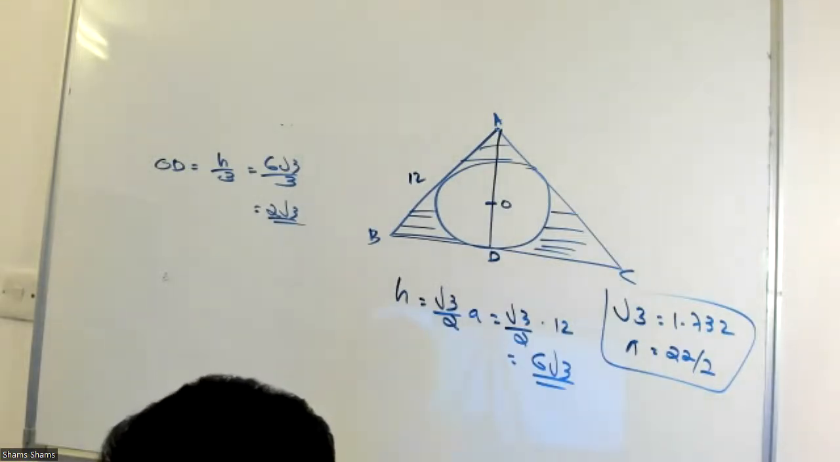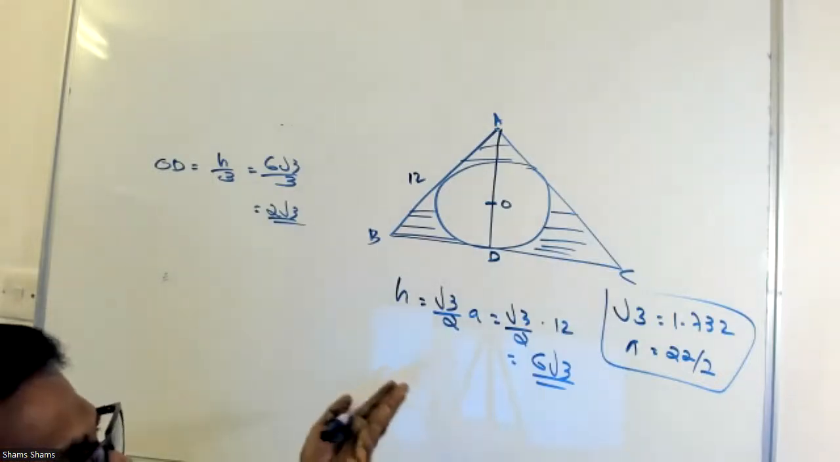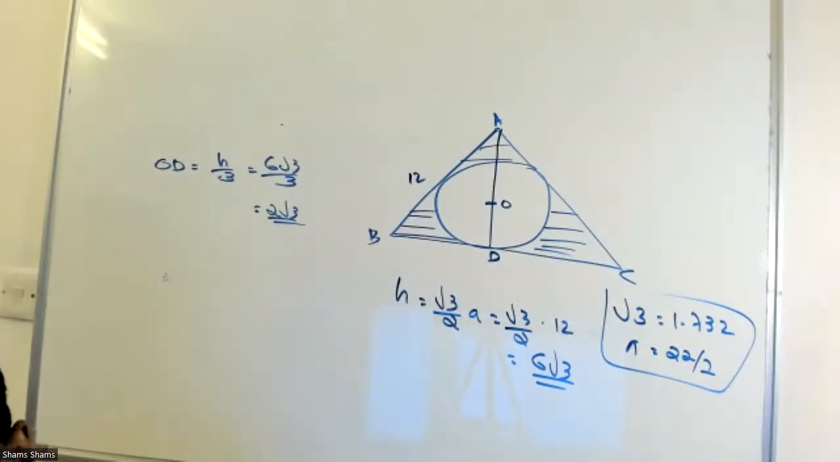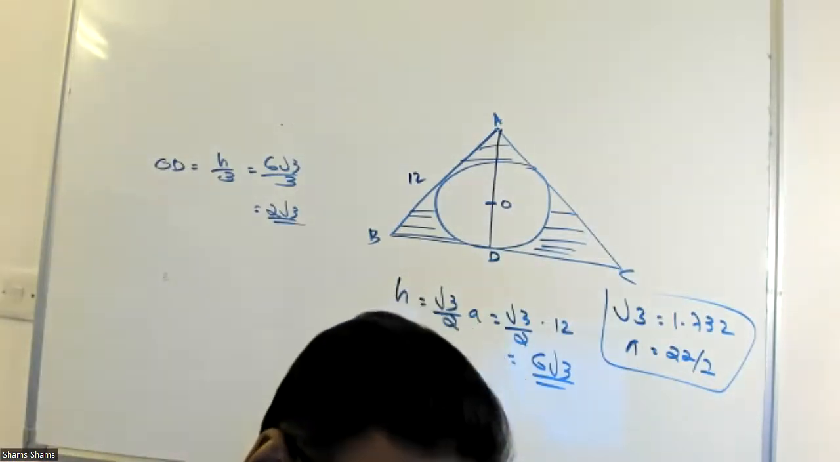Those who finish, type the answer first. Everything I did here, you got the radius, 2 root 3. Let's keep it there, nothing to do. Don't multiply that. Lena, correct. Then you find out area of the triangle minus area of the circle. Do that, only calculations.